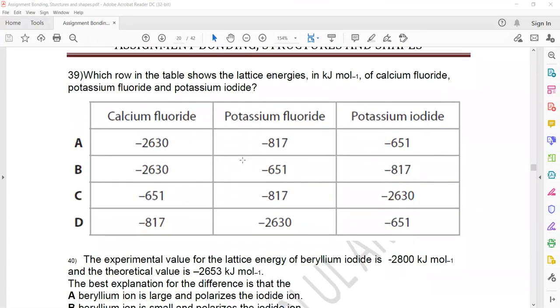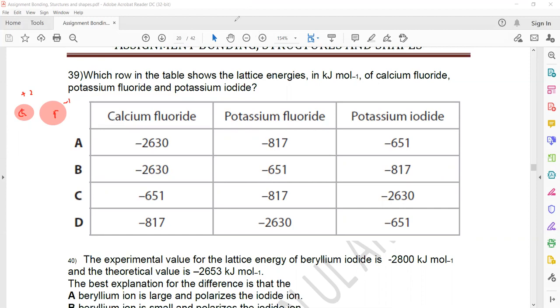Question 39. Which row in the table shows the lattice energy in kilojoules for calcium fluoride, potassium fluoride, and potassium iodide? So first thing, calcium fluoride should have the highest value. Why? Because the calcium ion has a greater charge and fluorine is smaller in size, so it will be closer to calcium, which should give the highest value.